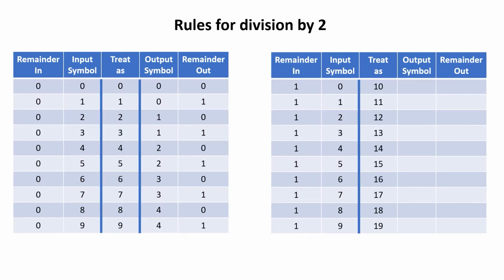Well, in my mind, I add 10 to the number I see. This time I treat 0 as 10. 10 divided by 2 is 5 with no remainder. 7 I treat as 17, divided by 2 is 8 with remainder of 1. Hopefully this is just all revision.